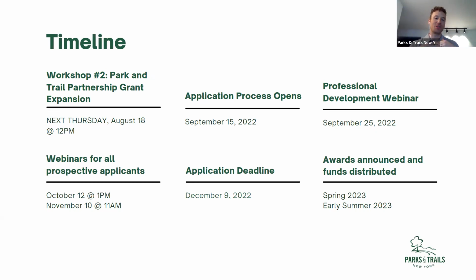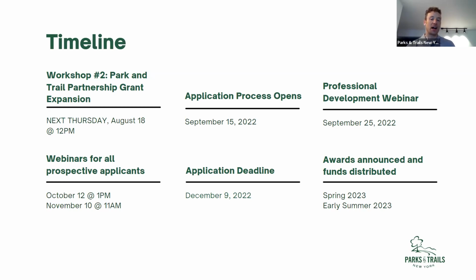And as John always says, to demystify it and make sure that you have whatever you need to put forward a good application. And then, of course, the biggest date to keep in mind is December 9th. That is the deadline when applications are due. Beyond that, in the spring of 2023, ideally our target is late May or so, the awards will be announced, and then early summer, not too far after, the first half of your award funds are distributed to you.